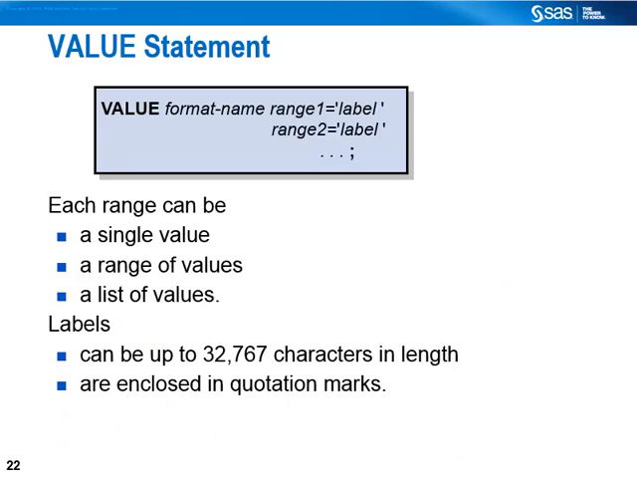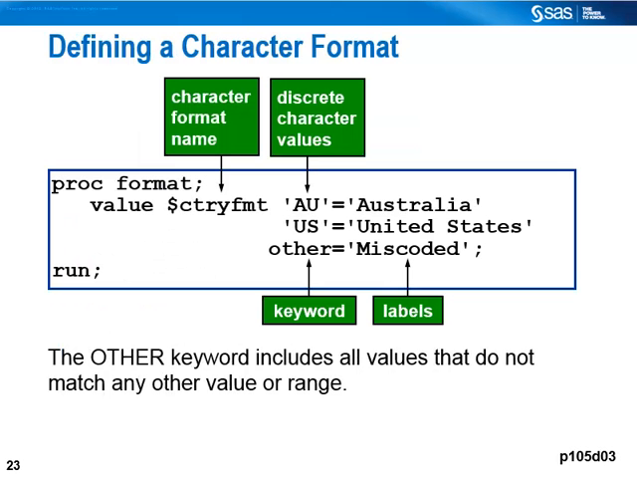Each range can be a single value, a range of values, or a list of values, and the labels can be up to 32,767 characters in length, and those must be enclosed in quotation marks. Here we define a character format name, discrete character values, and then the keyword OTHER, and the label is miscoded. United States and Australia. The OTHER keyword includes all values that do not match any other values or ranges.